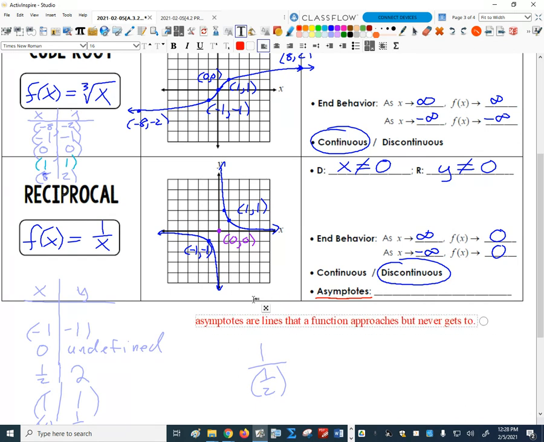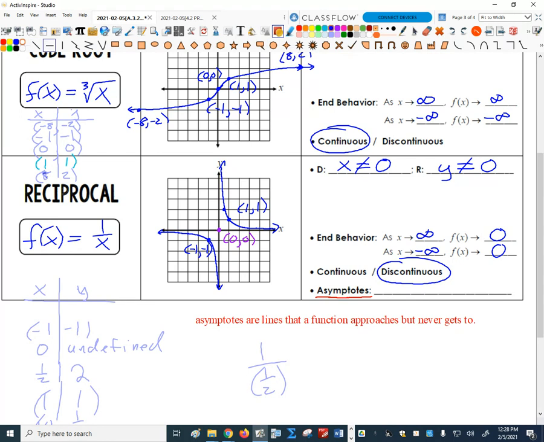So are there any lines that this function approaches but never gets to? Well, yeah, the x-axis and the y-axis, right? Everybody agree? An ant walking along this function, he's going to get closer and closer and closer to the x-axis if he goes to the right forever or the left forever. And so one asymptote is the x-axis. So there's one asymptote right there, right? One asymptote is the line y equals 0, because that's the x-axis.